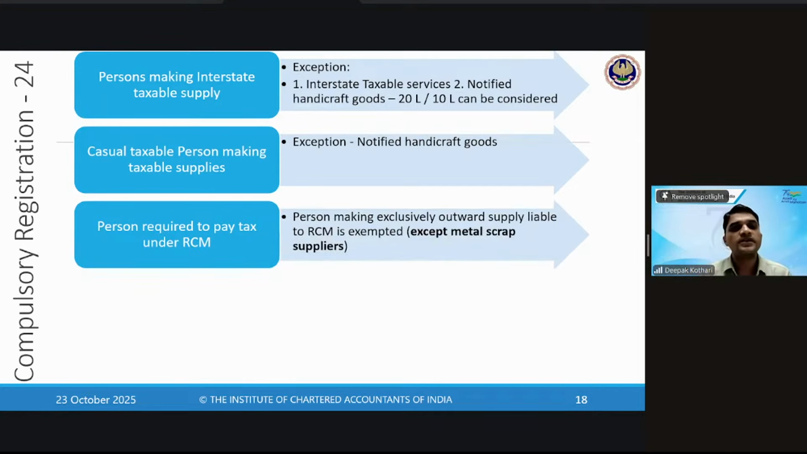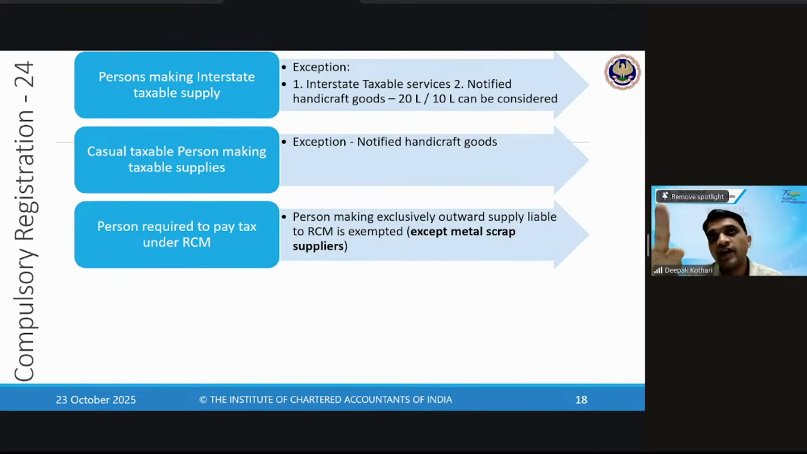Again, an exception: a person who is making exclusively outward supply which is liable to RCM is exempted. Meaning, I am a supplier, like I am an advocate, providing supply of services to companies. All my supplies are under reverse charge, because when an advocate provides any services, it is always under reverse charge, since when he provides to an individual, it is exempted. So when he makes supply, all of his supplies are under reverse charge; the recipient will pay.